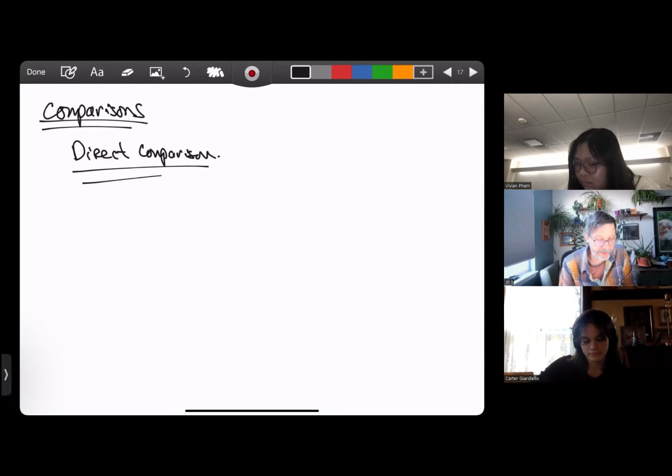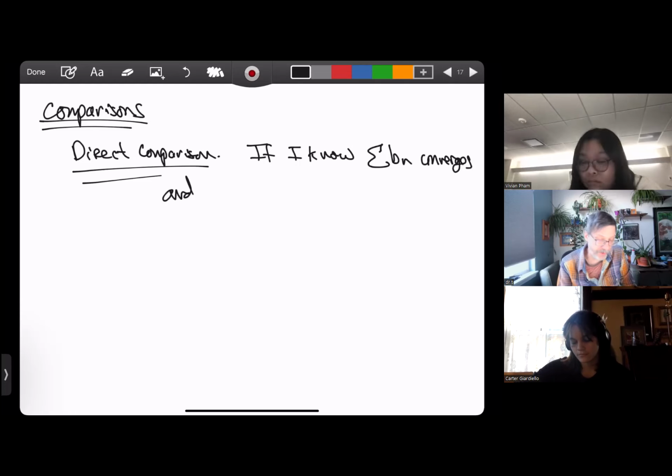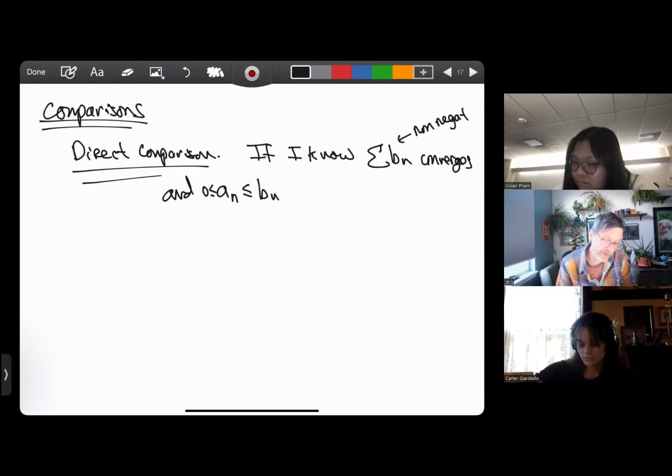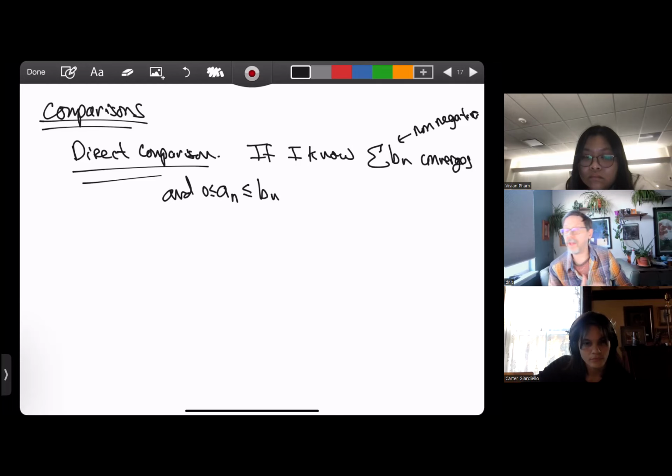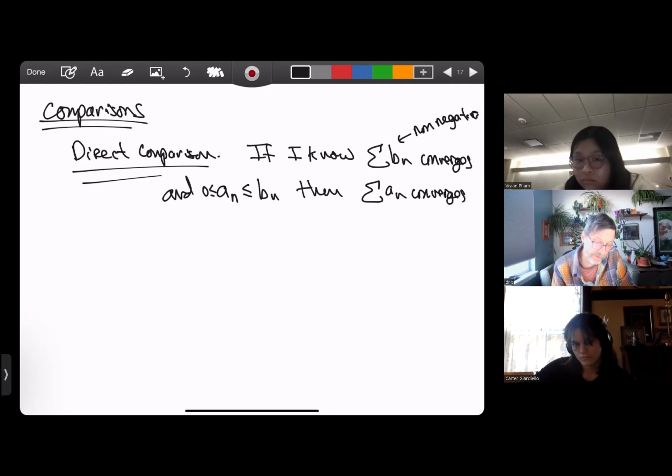And here's the basic idea. If I know a series like this converges, and I've got another series where the terms are underneath, B sub n, let's say, and usually this is for positive, non-negative terms, and then I've got this other series where the A sub n terms are underneath the ones that I know, or less than or equal to it, then this series must converge too. Let me give you a quick example to make that really clear.